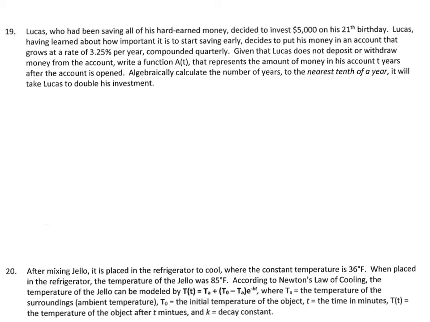Okay, so in number 19, Lucas wants to invest his money in an account that is compounded quarterly. So since it's compounded quarterly, we are going to be using our compound interest formula. Okay, now, it says here, they want us to write a function, A of t. So instead of A equals, we're going to have A of t, the amount that's in the account in terms of time. And that's going to be equal to P, which is the principal, which is the $5,000 that he's investing.